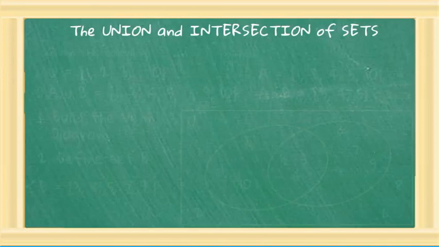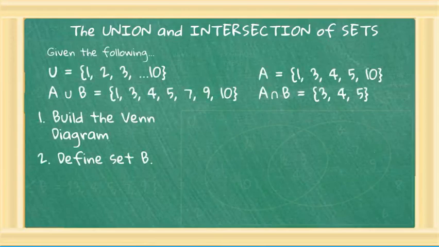All right, now that we know what unions and intersections are with sets, we're going to be given a problem where we have a bunch of information, but we're going to need to put it all together to find out what is actually contained in set B. So we're given the universal set, we know what A contains, and we're also given the union of A and B, the intersection of A and B, and from that we have to figure out what's contained in set B.